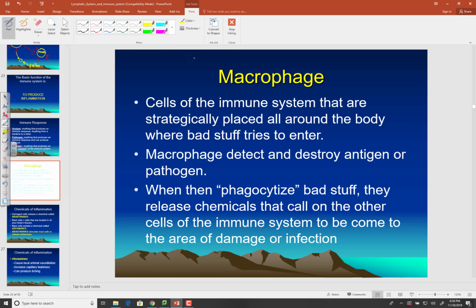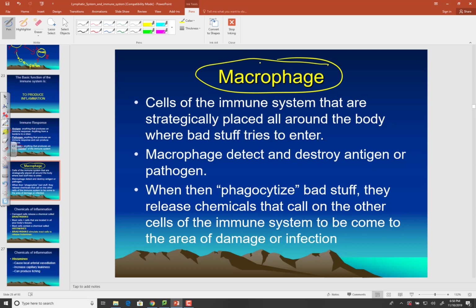Macrophages are kind of like the guardians of the gate. They're placed in tissues around blood vessels, and their job is, if anyone tries to break that level of protection, macrophages will jack them up. They'll attack them and start eating them up. And when those macrophages do that, they release chemicals that call on other cells of the immune system. So macrophages are all over your body. They're ready to go anytime one of the barriers to potential infection is breached.